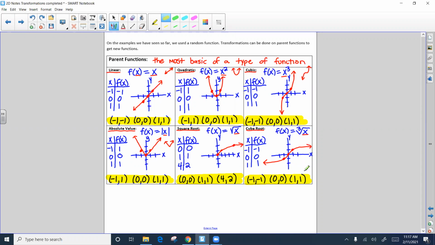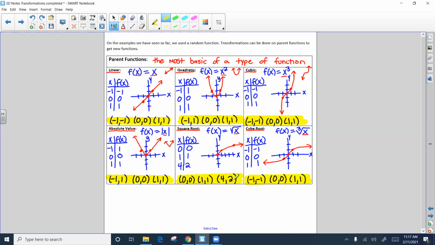One thing you might notice about every single one of these functions, they actually have 2 points in common. The 0, 0 and the 1, 1, they all have in common. It's just that third point. So when the x is -1, we have to actually figure out that output.